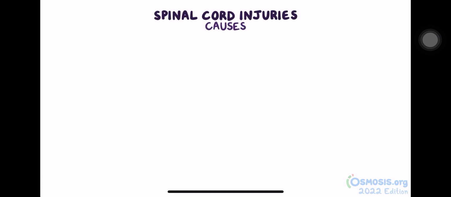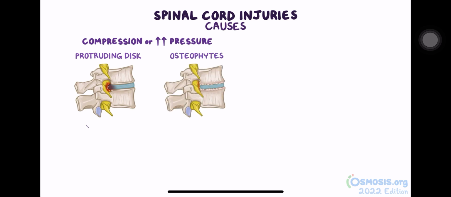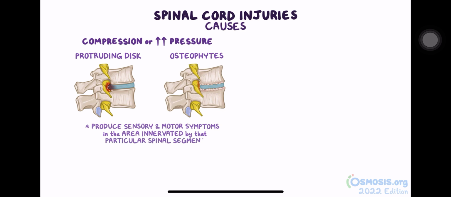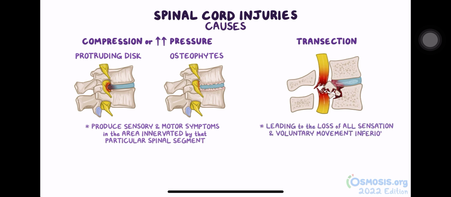Spinal cord injuries can happen because of a number of different causes. First, the spinal cord can undergo compression or increased pressure, such as from a protruding intervertebral disc or osteophytes, and this can produce sensory and motor symptoms in the area innervated by that particular spinal segment. In more severe cases, the spinal cord may undergo transection, leading to the loss of all sensation and voluntary movement inferior to the site of the lesion.